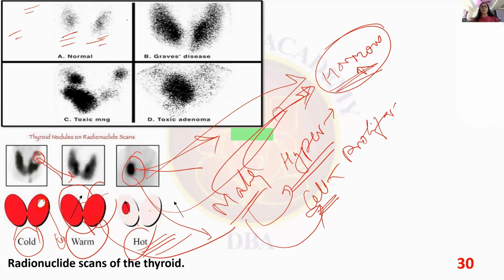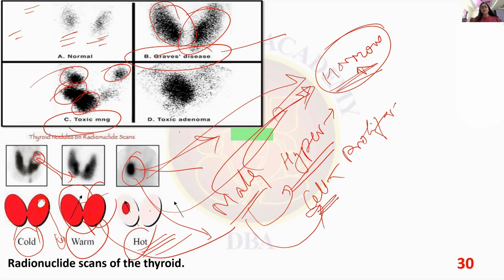मीन्स द ग्लैंड इज नॉर्मल। अगर सबमैंडिबुलर ग्लैंड के पास डाई नहीं पहुंचा, सारा डाई थायराइड ने ले लिया, तो दिस इज हाइपर एक्टिव ग्लैंड, दैट इज ग्रेव्स। यहाँ पे ये नोड्यूल्स, बहुत सारे एक्टिव नोड्यूल्स आ गए, दैट इज टॉक्सिक एमएनजी। एक सिंगल नोड्यूल एक्टिव है, दैट इज टॉक्सिक एडिनोमा। ठीक है, राइट?